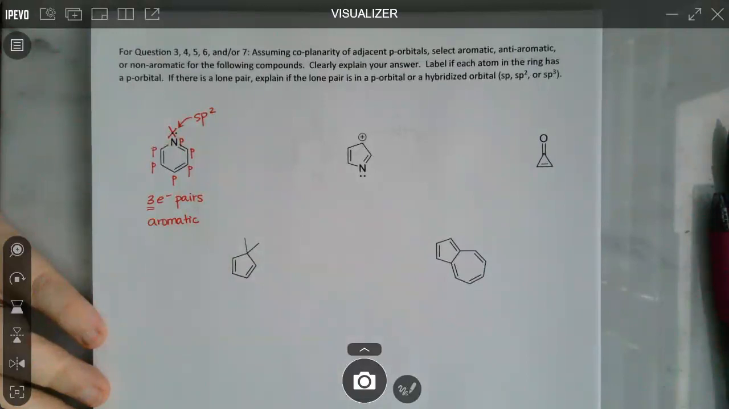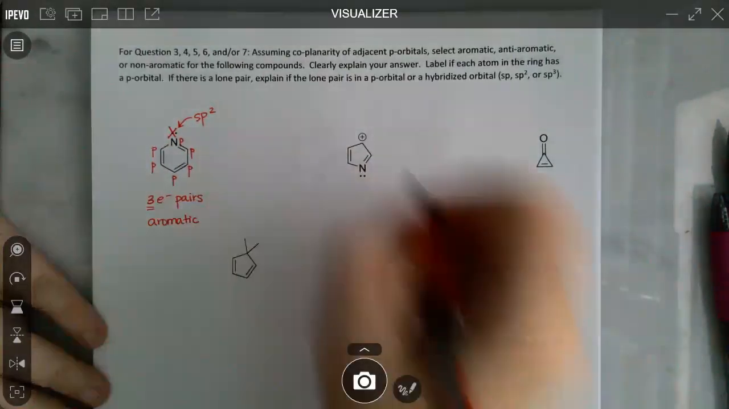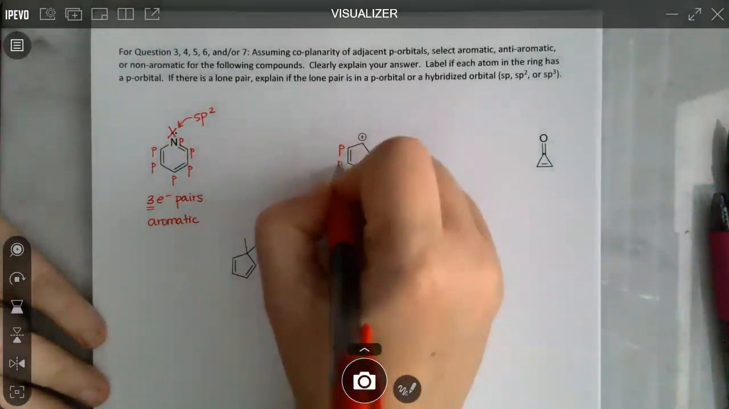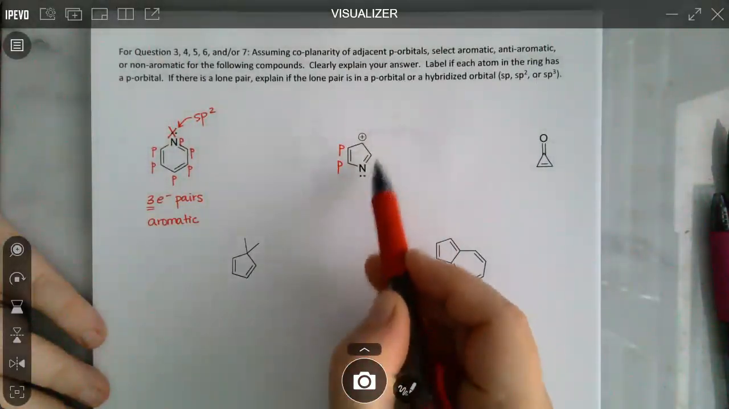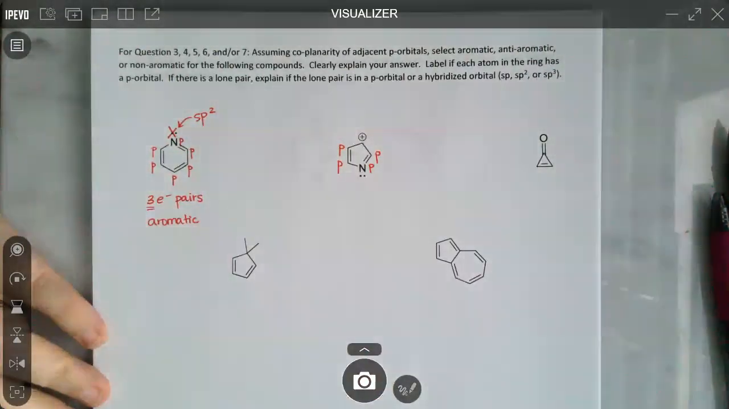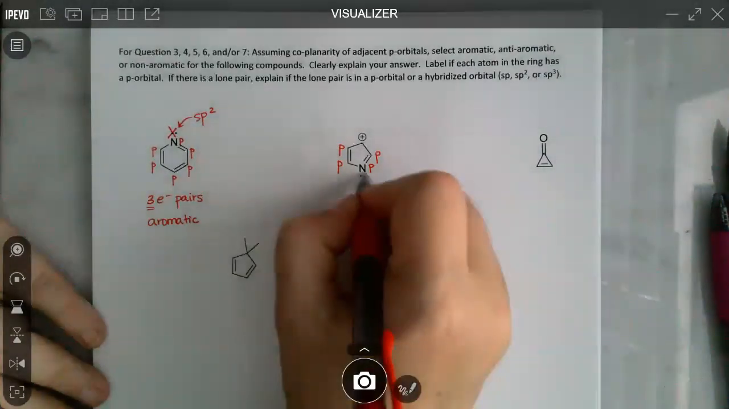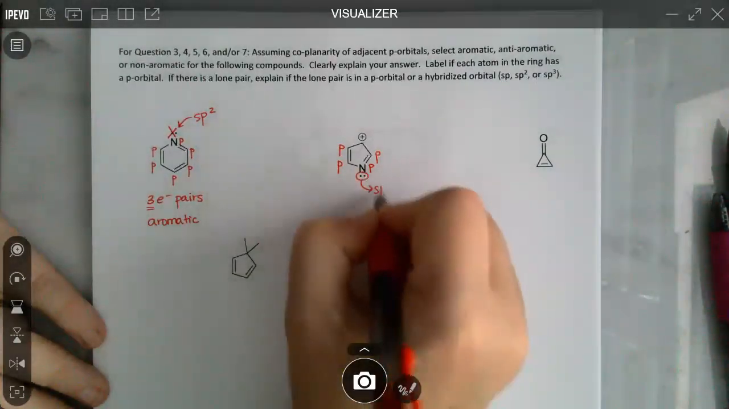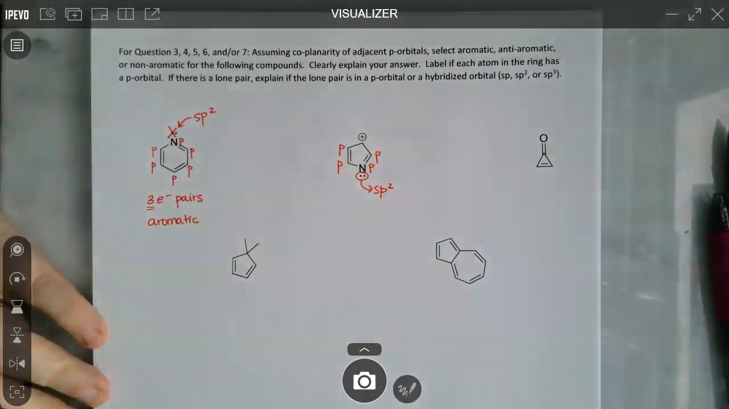Taking a look at this one, we have the same situation where there's a nitrogen here with both a lone pair and a pi bond. The p orbitals are from the pi bond, which means that this lone pair, again, is part of an sp2 hybridized orbital, and it's not in the p orbital, so it doesn't count towards the aromatic number of electrons, or in this case, potentially anti-aromatic. Let's go ahead and take a look.